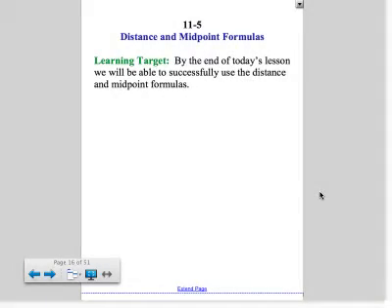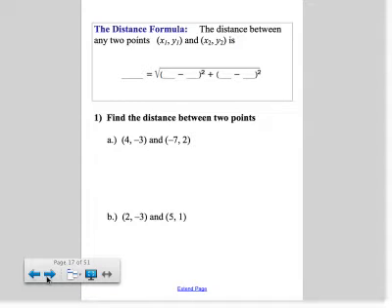Section 11.5, we're going to look at using the distance and midpoint formulas, and that's the goal, is that by the end of this video, you have a general understanding of what the distance and midpoint formulas are and how to use them. So the first formula we're going to look at is the distance formula.